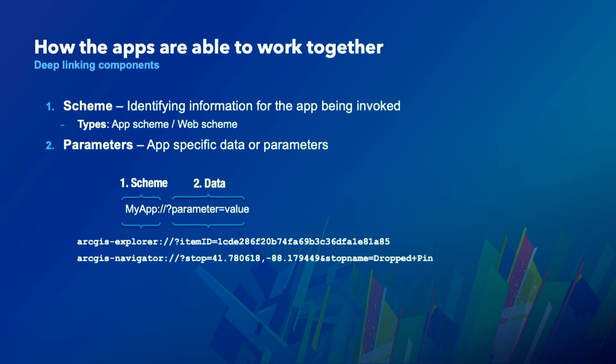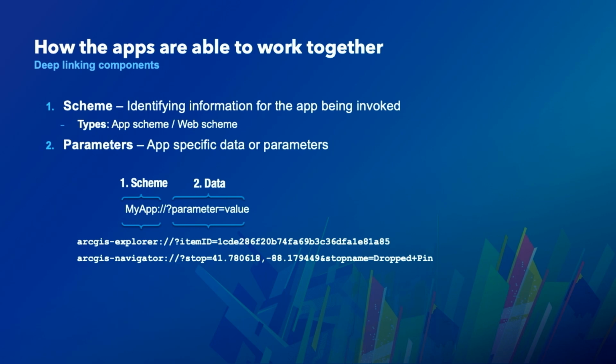The following part is a set of parameters, and these will vary from application to application. You can have one or multiple parameters. If you don't have any parameters, it will simply open up the app. Depending on what type of parameters you have, you can open up certain forms or certain web maps and navigate to a location.